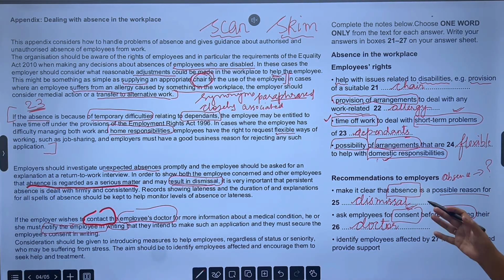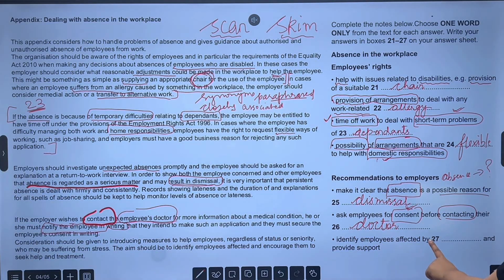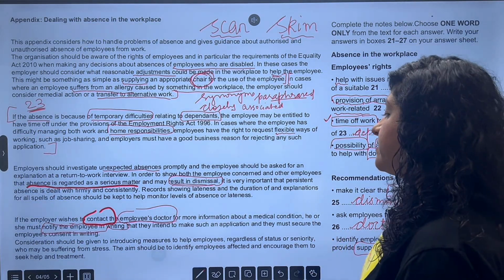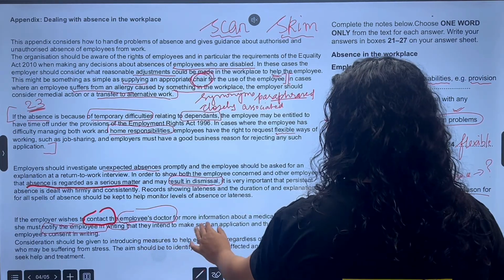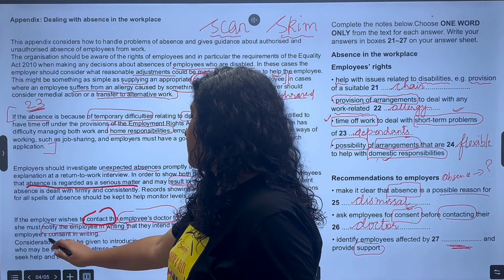Right? And now let's come to the last question. It says, identify employees affected by something and provide support. So identify employees who are affected by something and provide support. So we keep on reading over here. It says, they intend to make such an application and they must secure the employee's consent in writing.